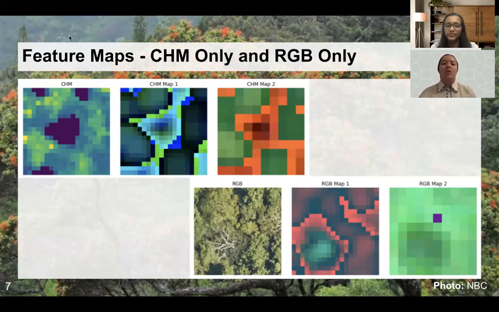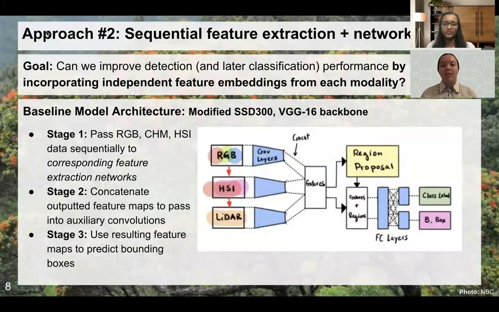And so that was something that led us to think, maybe if we train the feature extractors separately, then we can actually capture more of the information and get better bounding boxes being predicted. And so when we did this approach, we decided to use a sequential feature extraction approach and then network fusion.